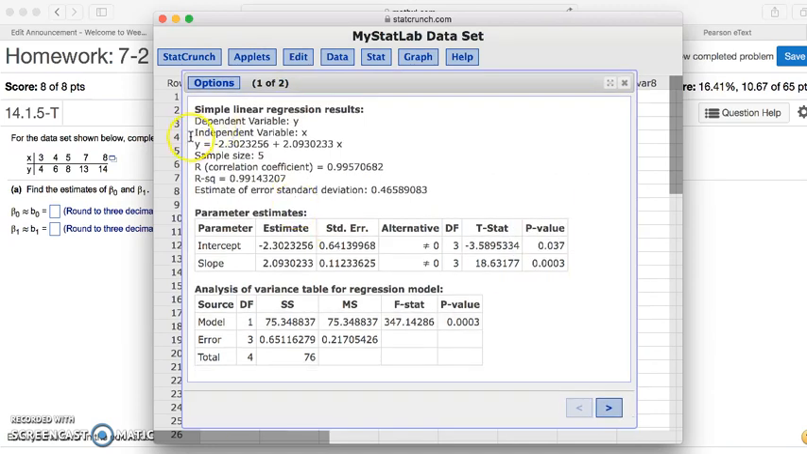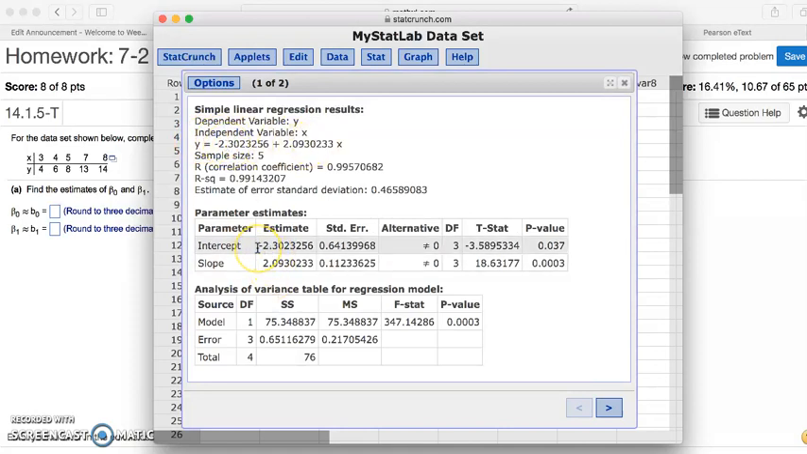So here you can see it tells us our X and Y variables, the predictor and the response variable, like Y is dependent on X. Here's your equation: Y equals negative 2.3 plus 2.09 times X. That's our equation. Here it gives us our sample size, the correlation coefficient, R squared, estimate of standard error and estimate of error standard deviation. We're going to look at that in a little bit. But right now we need the estimate for our slope and intercept for part A. And these are the same numbers you see up here in our equation.